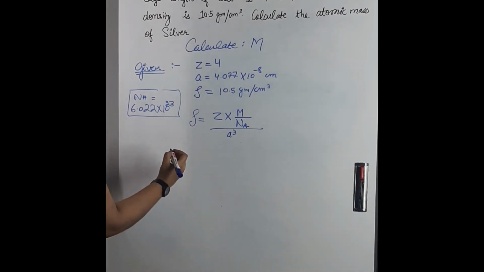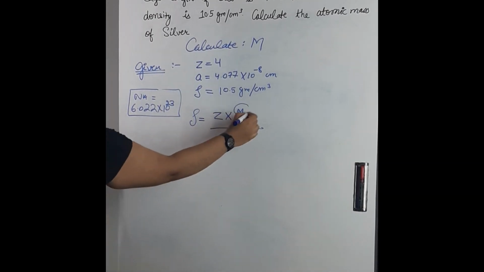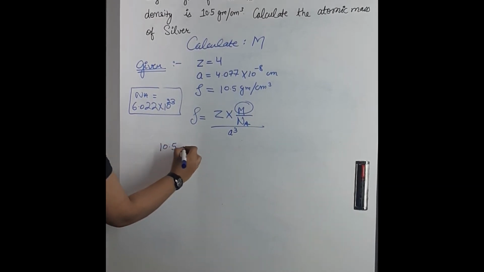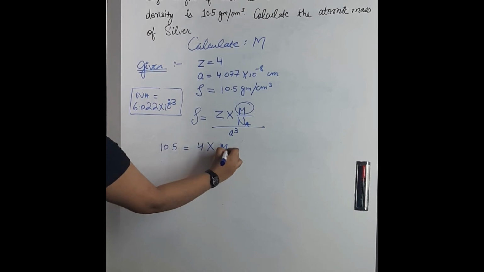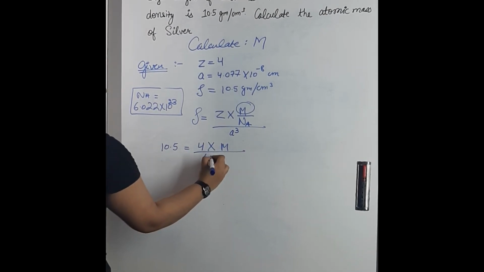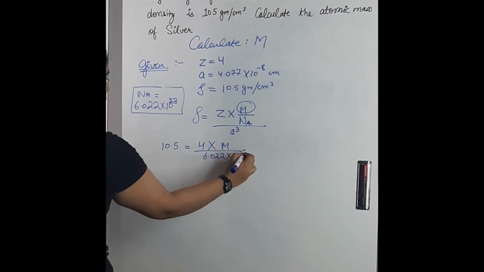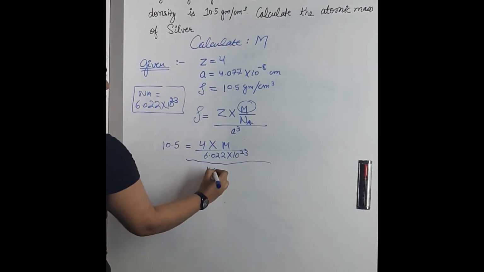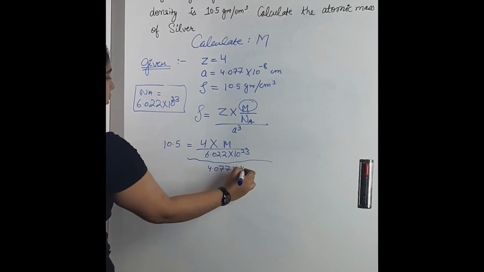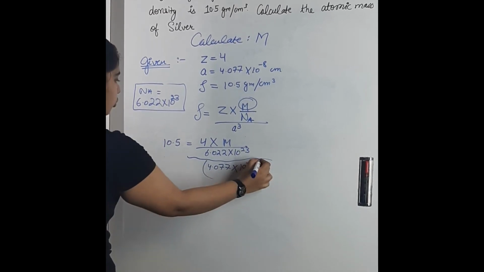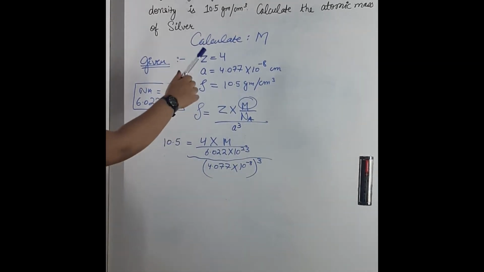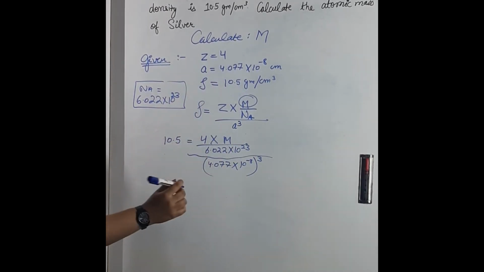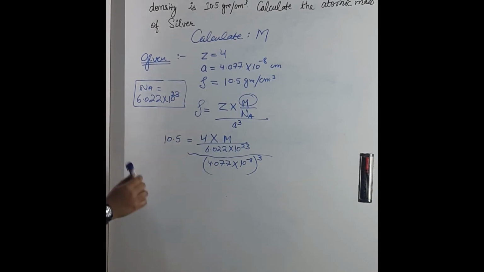So here you have to calculate m. By putting all the values, that is 10.5 is equals to 4 multiply m upon 6.022 into 10 raised to power 23 divided by a cube, that is 4.077 into 10 raised to power minus 8 cube. Here the edge length was given in centimeters only, that's why 10 raised to power minus 30 will not come, because it is already given in centimeters.